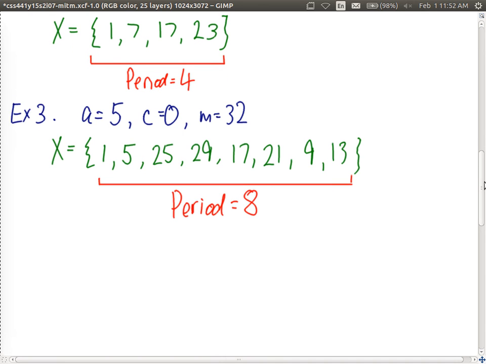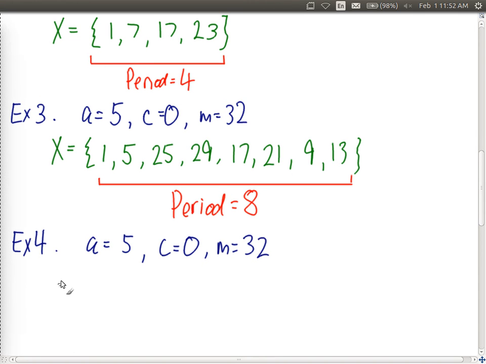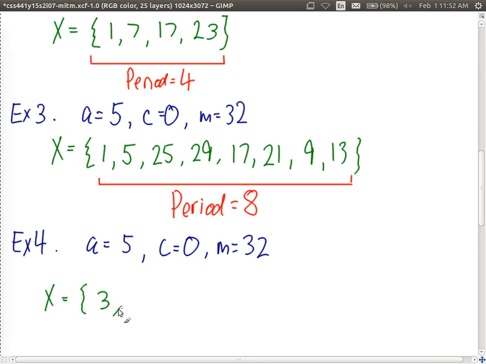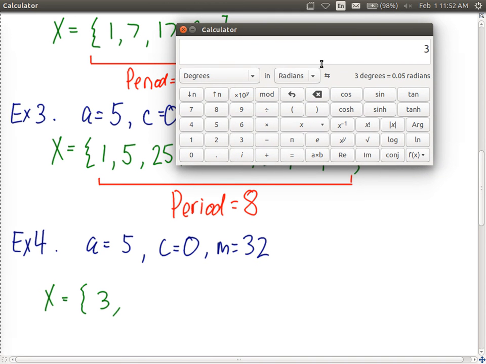The last point with this example, because it's an easy one to calculate: if we change the seed, what happens? Same parameters, different seed. Instead of 1, start with 3. Three times 5 mod 32, we get 15. 15 times 5 mod 32, we get 11. Times 5, mod 32, 23.